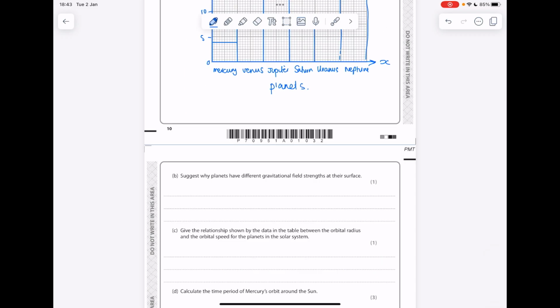Suggest why planets have different gravitational field strengths at their surface. Remember, that's linked with the mass of the planet because they have different masses.